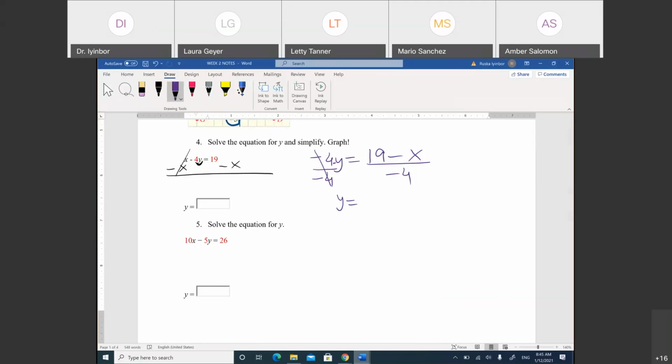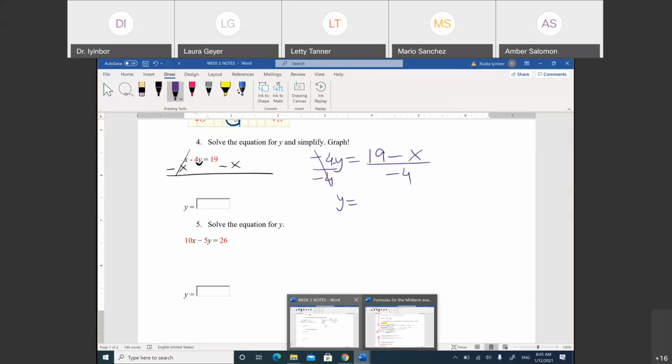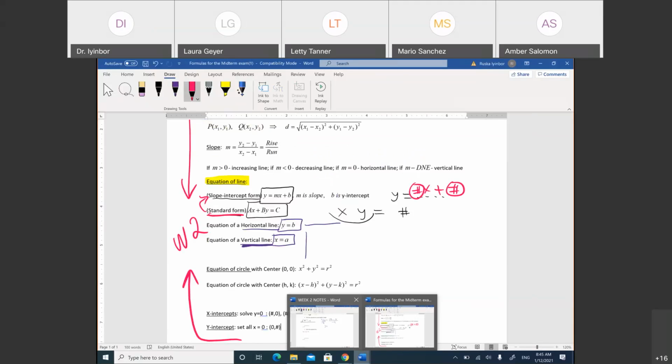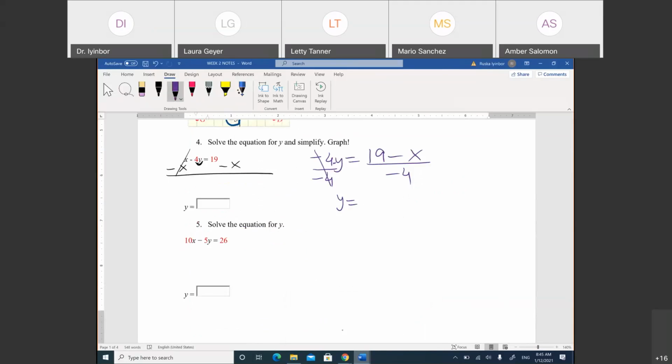But now, if you want to make the equation look exactly like the formula, so the formula is y equals number x plus number, because m is a number, and b is a number. So if you want to get it in this form, you need to split this fraction. And you're splitting it because both of those, 19 and x, are over negative 4.